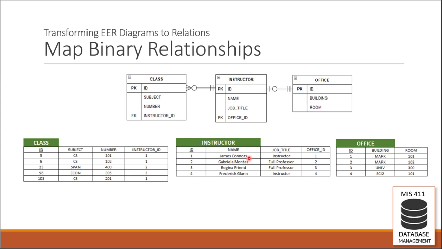But we still want to know what room number James is in. So we go over to the foreign key office ID. We find that in fact is actually office ID number 1. So then we go over to the office table and we say, well, what building and room is office ID 1? And we find that it's in Markstein 101. So in that way we would use foreign key references essentially to get from one table to another, essentially merging the data together.